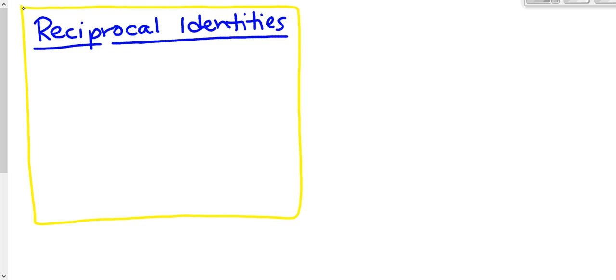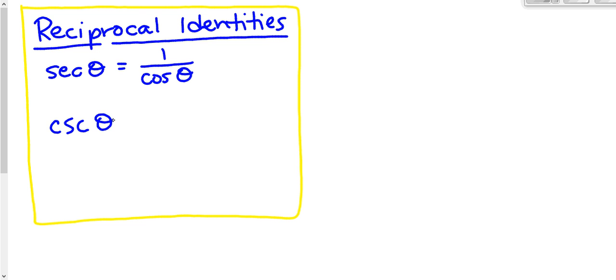Now, remember when we learned what secant, cosecant and cotangent meant, we learned the definitions of those. We learned that secant of theta is the reciprocal of cosine theta, so it's 1 divided by cosine theta. Maybe we didn't use the word identity at the time, but this is a trigonometric identity. So you already know one. Here's another one. Cosecant of theta equals 1 over sine theta.